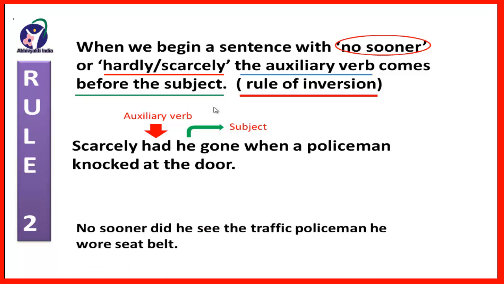See another sentence. No sooner did he see the traffic policeman, he wore seat belt. Now the sentence is beginning with no sooner, and did is the auxiliary verb and he is the subject, and therefore did is used before the subject because the sentence is beginning with no sooner.